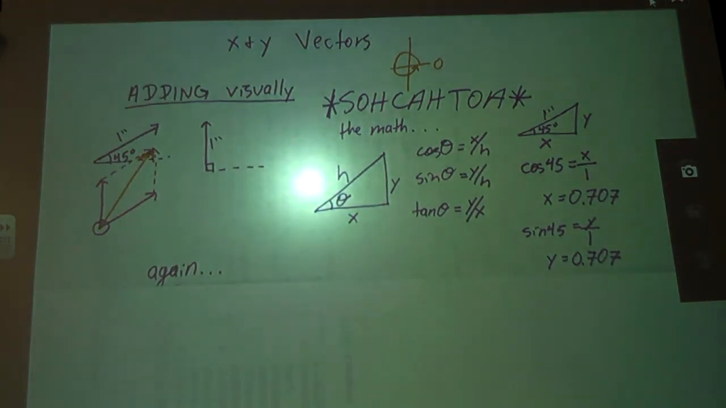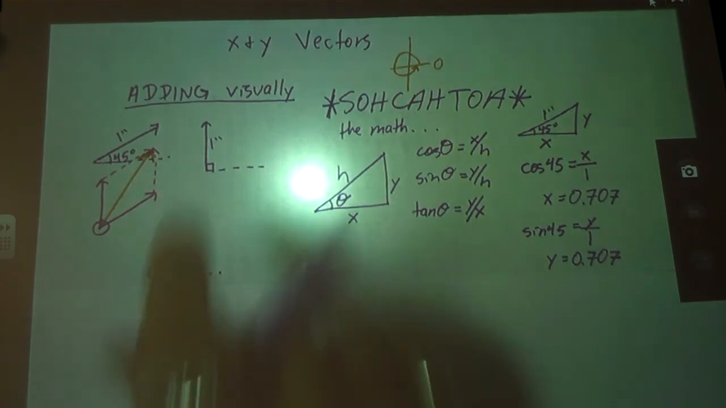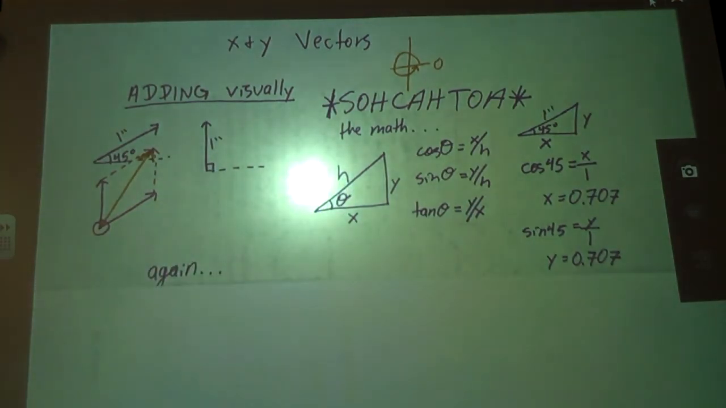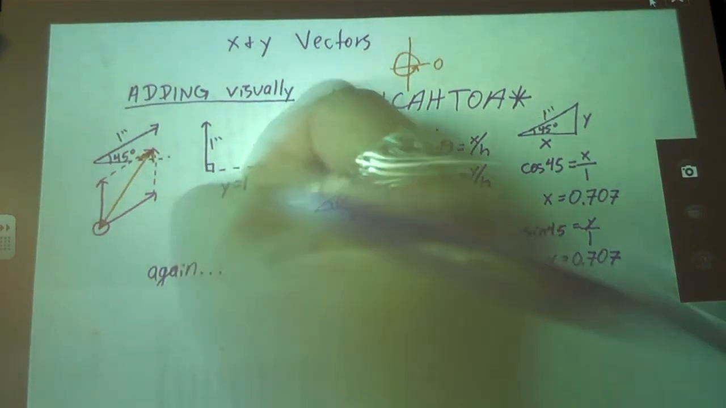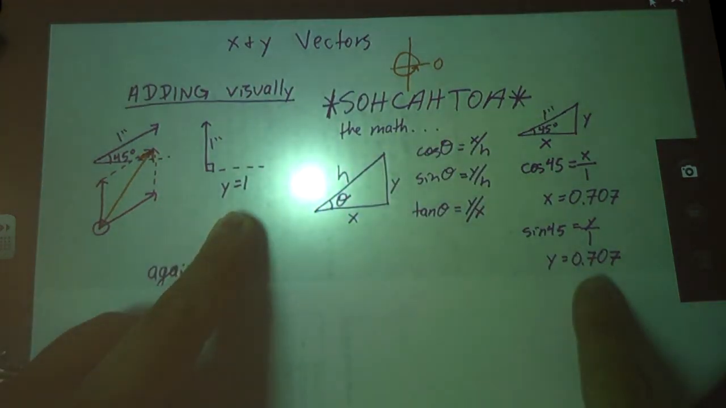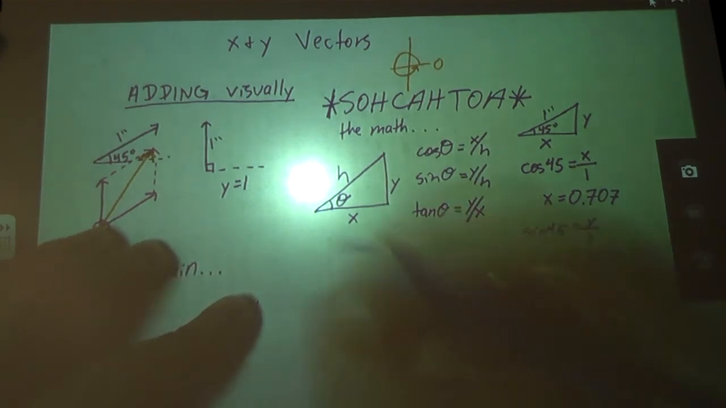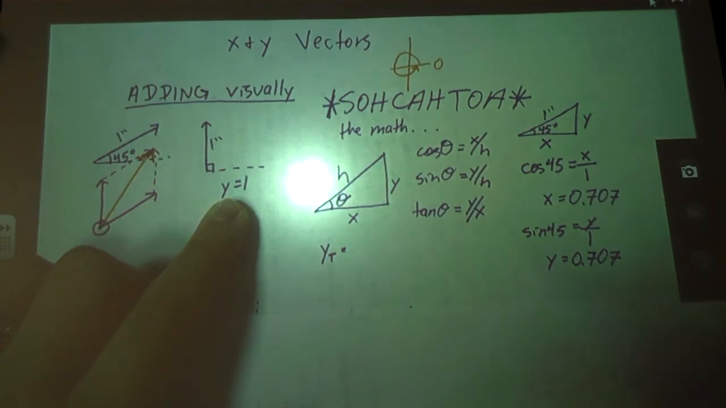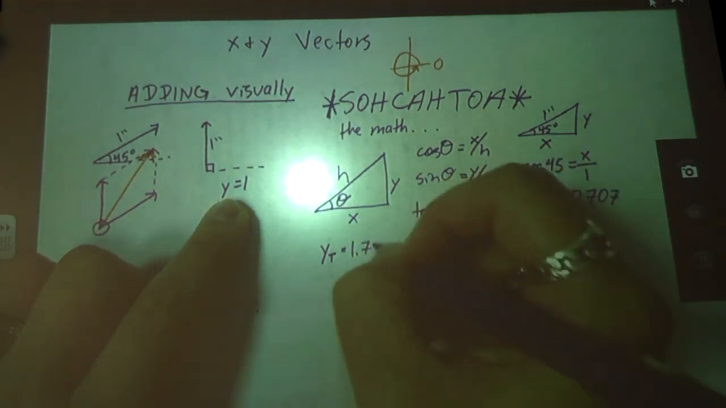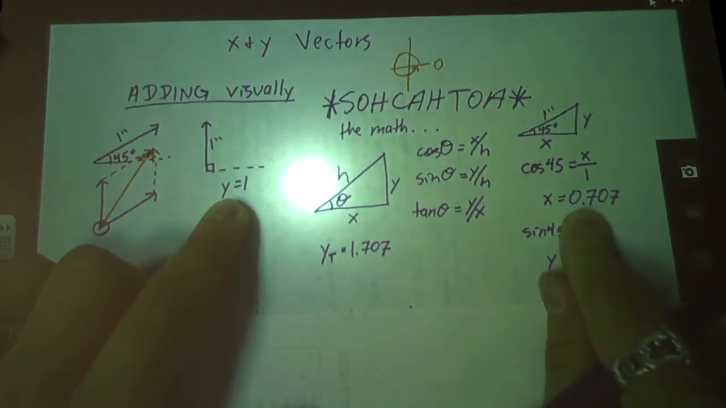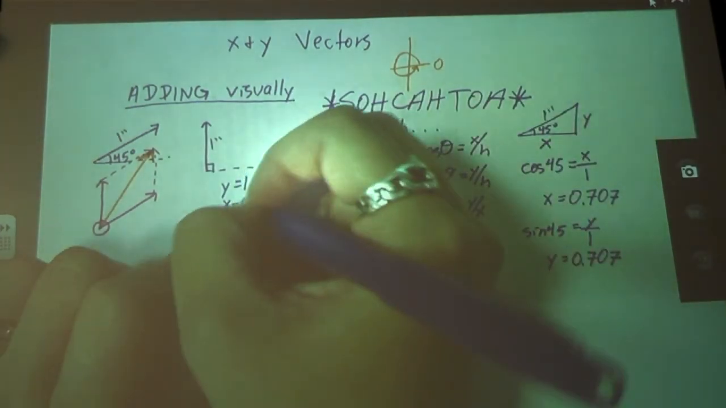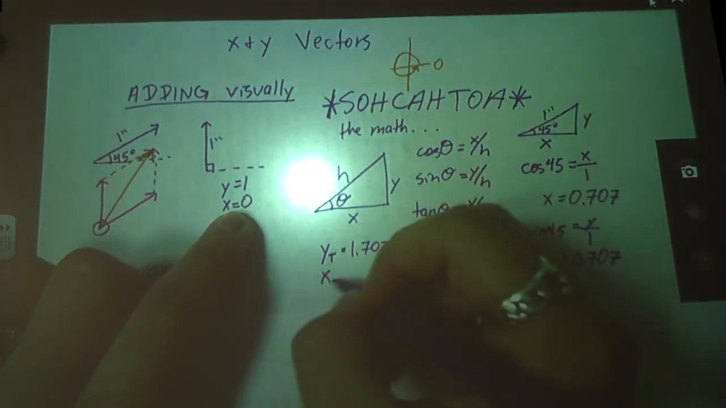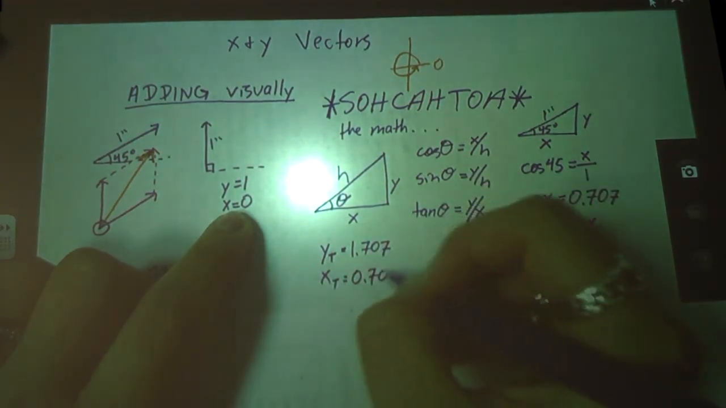Now comes the piece that I mentioned before. The fact that you need to make sure that you only add one direction at a time. If I look at this vector here, it only has a y piece. So y equals 1 in this case. So I'm going to add my y's together. I didn't leave myself near enough space here. I apologize. I'll call it y total: 1 plus 0.707. For x, this has no x piece, so this is just x equals 0. So 0 plus 0.707.